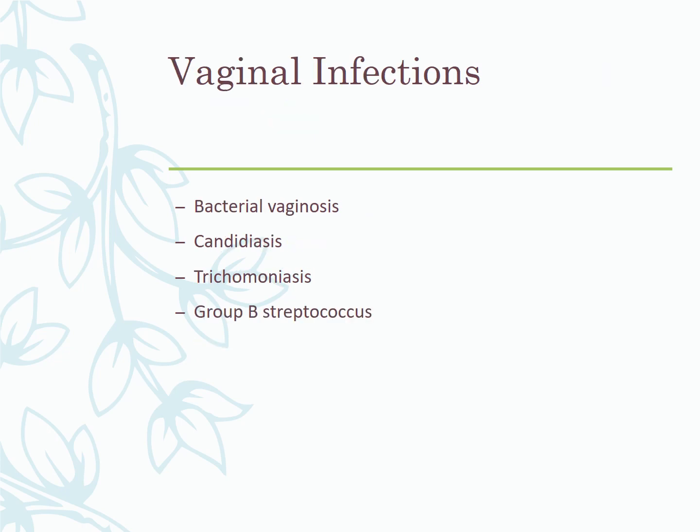Vaginal infections: bacterial vaginosis, candidiasis, trichomonas, and group B strep. We're going to talk about group B strep throughout this semester. That's something we assess on women when they're getting ready to deliver. If their vaginal cavity or canal carries the infection, the group B strep, then these women are going to need to be treated pre-delivery. So we'll talk about group B throughout this semester.